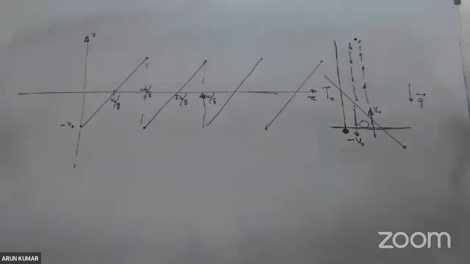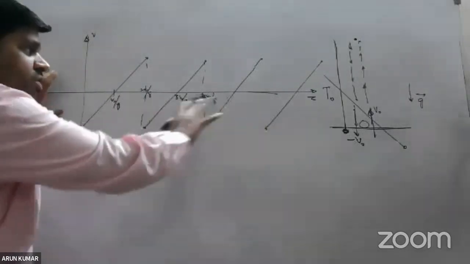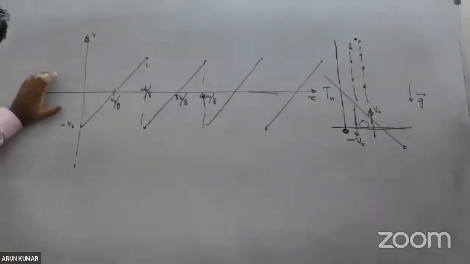Yeah, that's right. It's going up. Both the graphs are the same, identical. For that same motion I've drawn the graph, but the only thing is the convention is reversed.